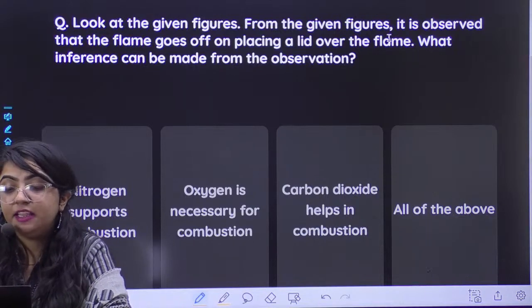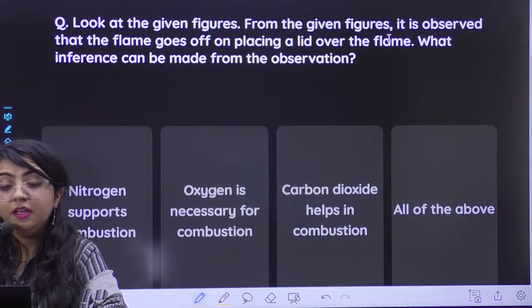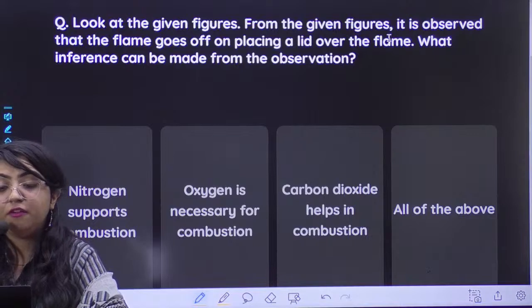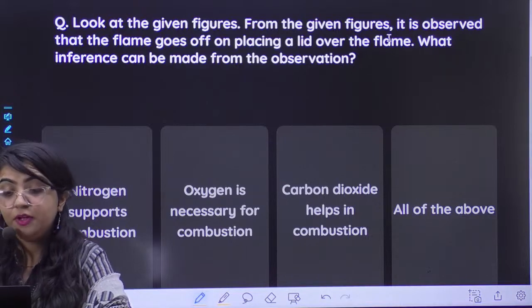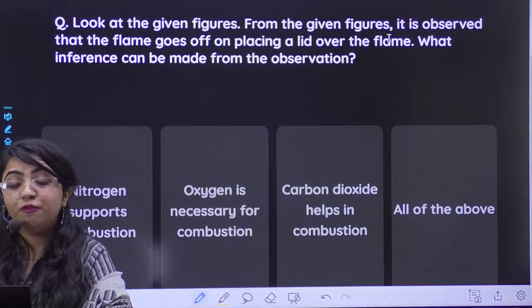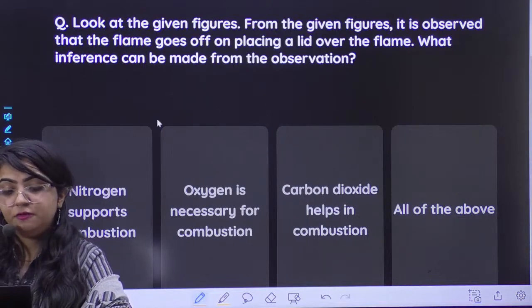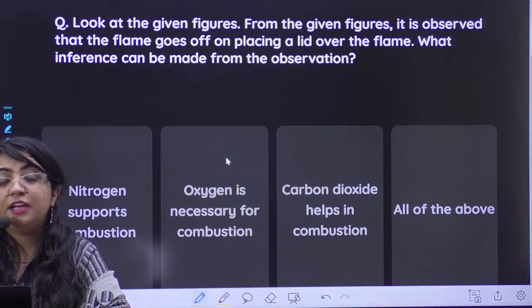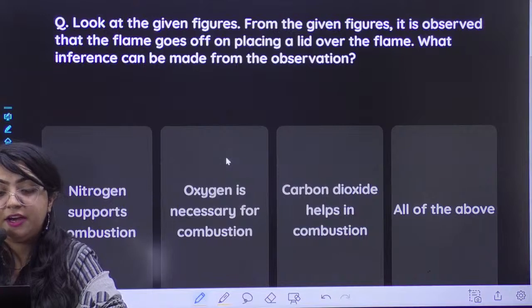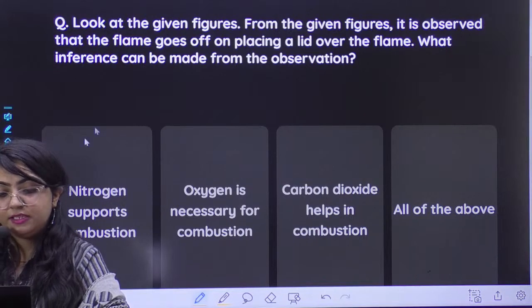I am explaining the figure here. In the first figure the candle is burning, but in the next figure we have put the lid over the flame. So we observe that the flame goes off within few minutes. So what could be the most appropriate reason for this? What major condition is missing for the combustion to carry on? You need to answer that.